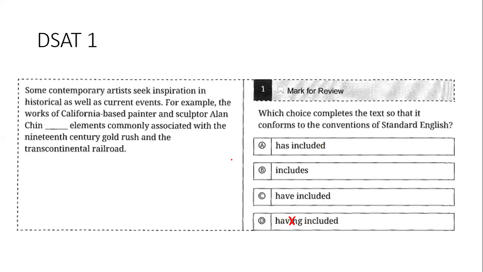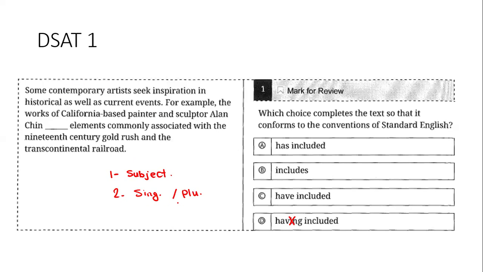Okay, so now we have a question about subject-verb agreement. We have to know two things to answer that question. Number one, determine what the subject is. Number two, determine whether it is singular, only one of the thing, or plural, more than one. So let's read that part.